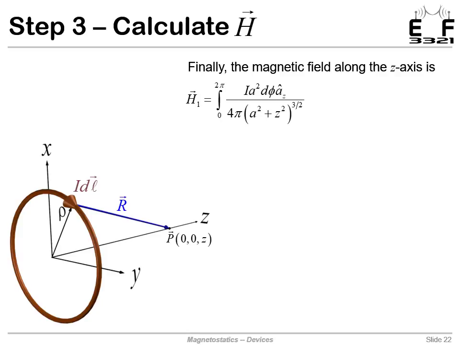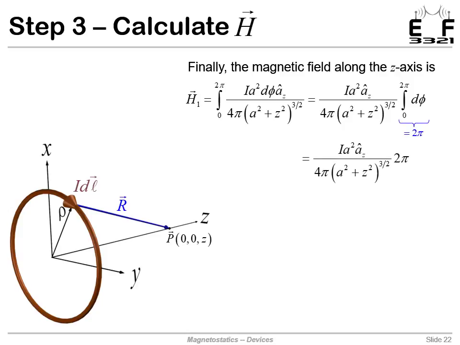So that's where we were on the previous slide. How do we handle this? First thing I like to do is factor out everything that is not a function of phi, which in this case is everything. So we're just left with an integral from 0 to 2 pi of d phi. So in fact, this is just 2 pi.